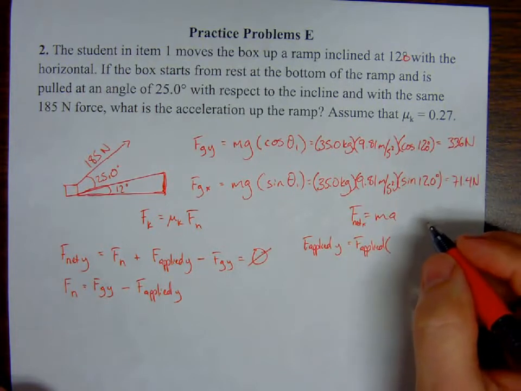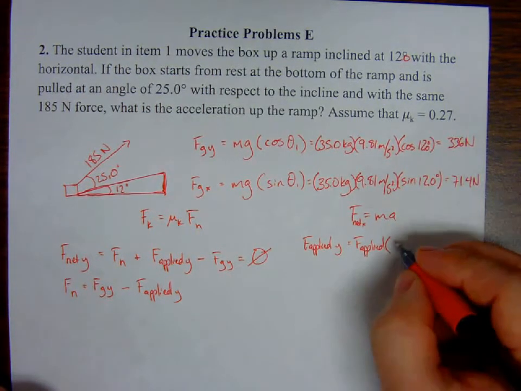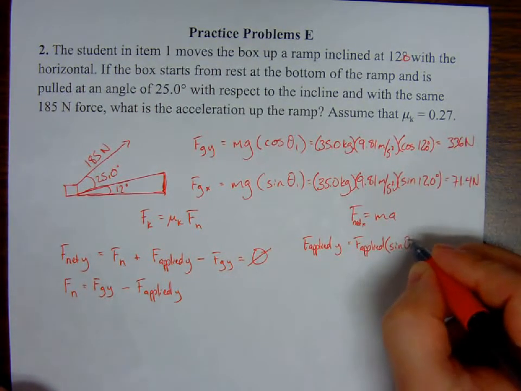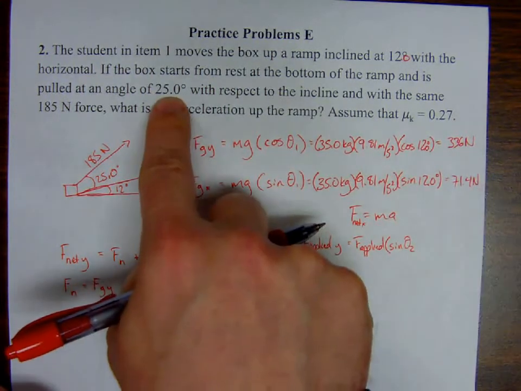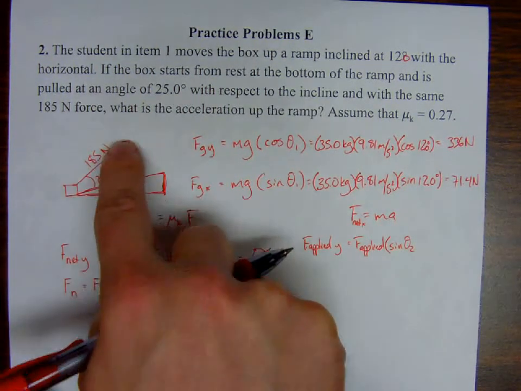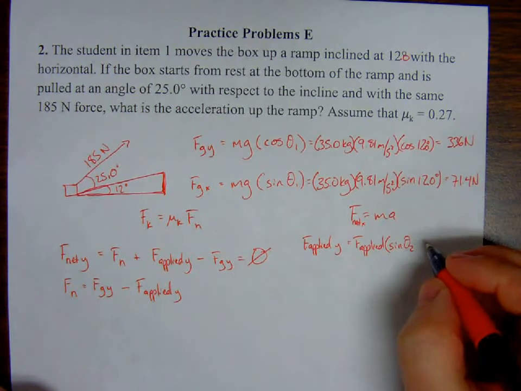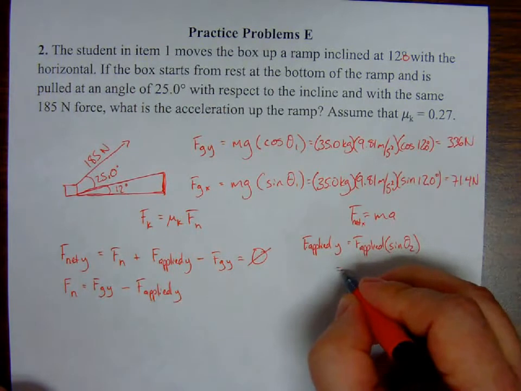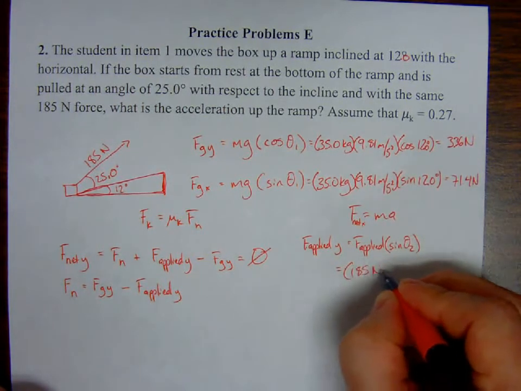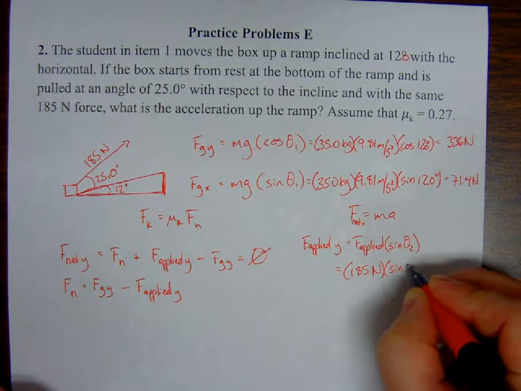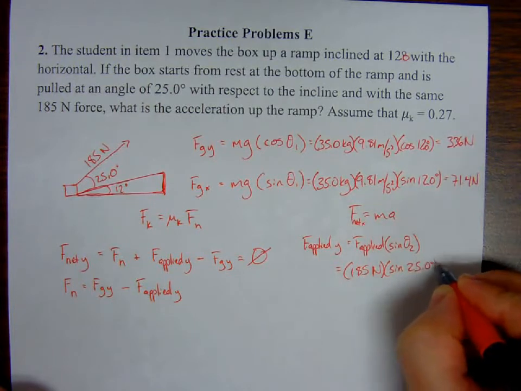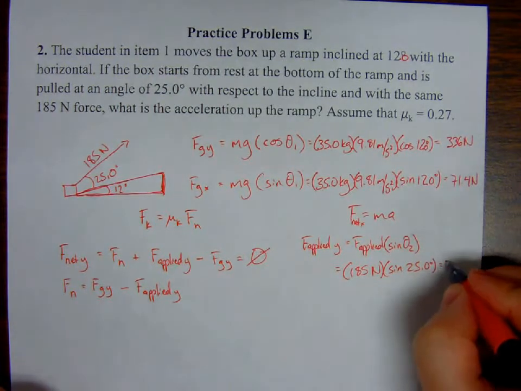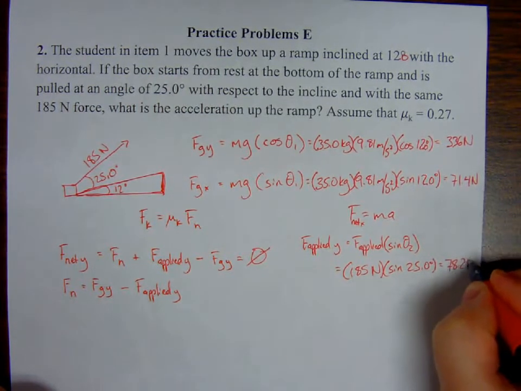Actually, I might as well do F applied x right now. I'm not going to use it until later, but I might as well get it out of the way. It's equal to the applied force, taking into consideration the 25-degree angle, and that ends up being 168 newtons. I think those are all the things I'm going to need to plug in here.